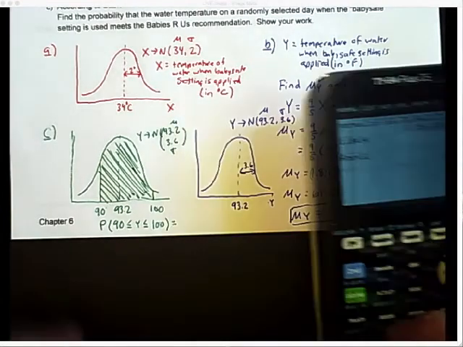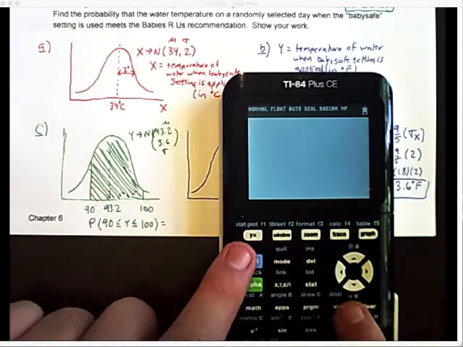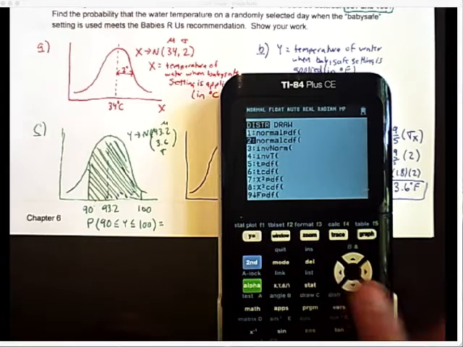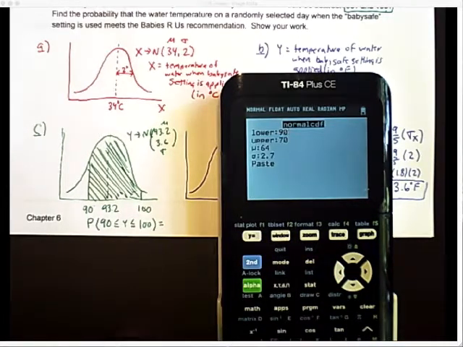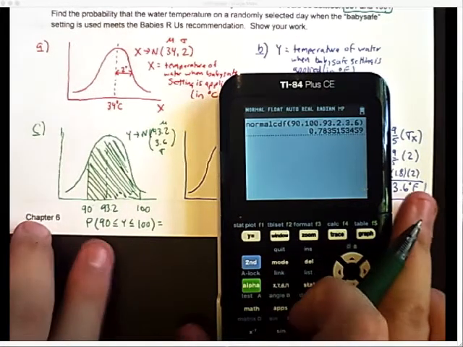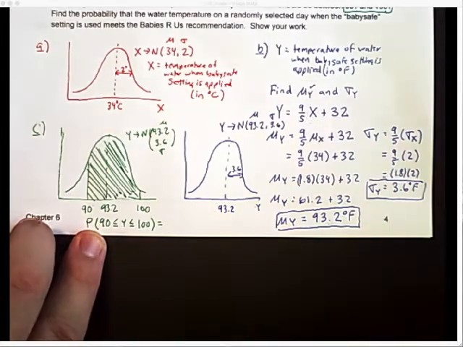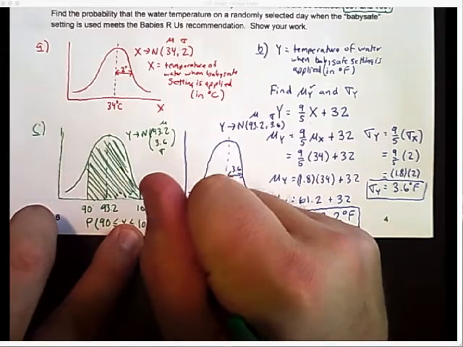Well, we can do that in our calculator, or we could convert these to z-scores. That's the nasty way to do it. So I'm just going to go under my distributions menu, go to normal CDF. The lower bound is 90. The upper bound is 100. The mean of the y distribution is 93.2. And the standard deviation is 3.6. Paste it, hit enter, there we go. 78.35%, or 0.7835.